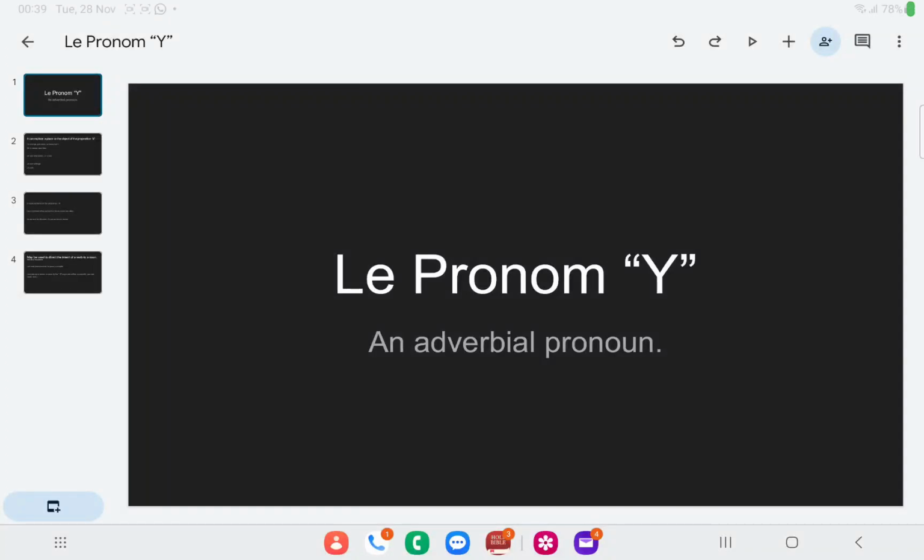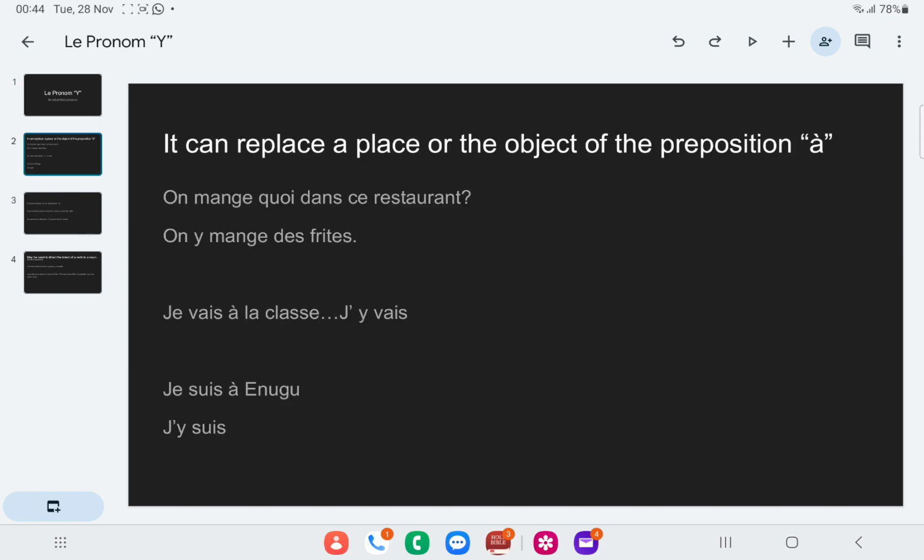So today we're going to be looking at a very important pronoun, le pronom y, the Y pronoun. You're going to be seeing this a lot as you read French text, so it's important we handle this today. The Y as an adverbial pronoun can replace a place or the object of the preposition à. We're going to handle this in two parts. First of all, how does it replace a place? Secondly, how does it function as the object of the preposition à?